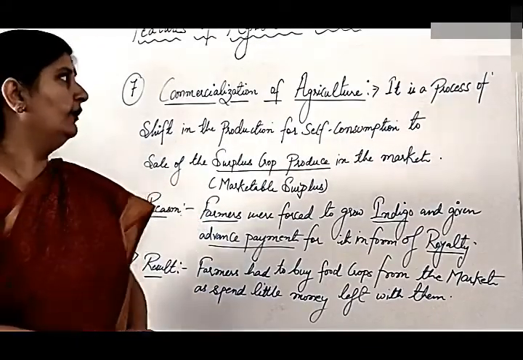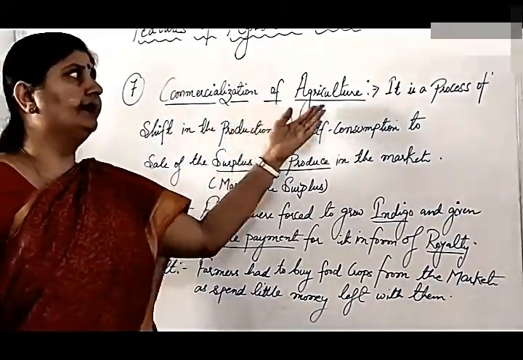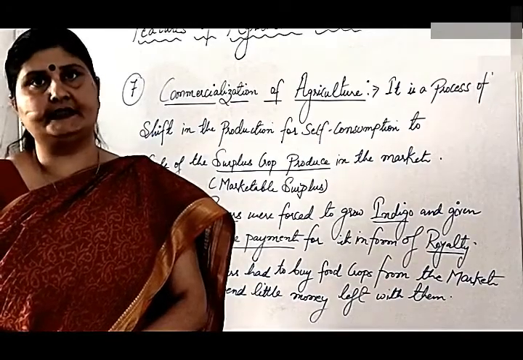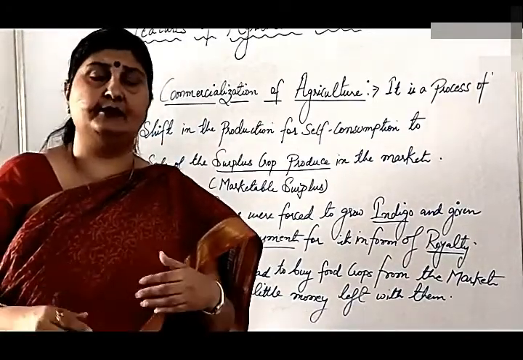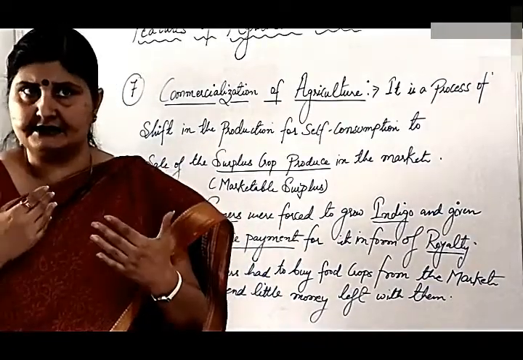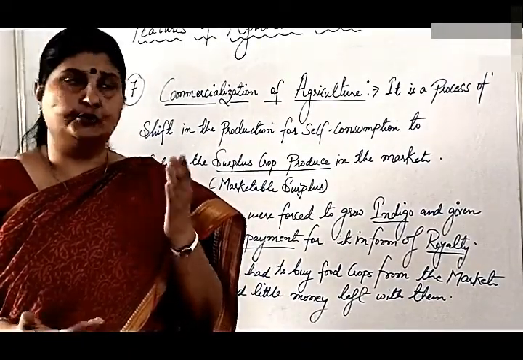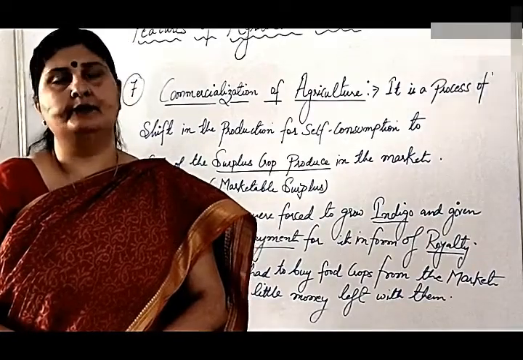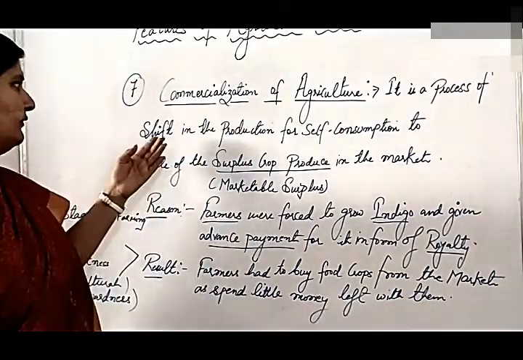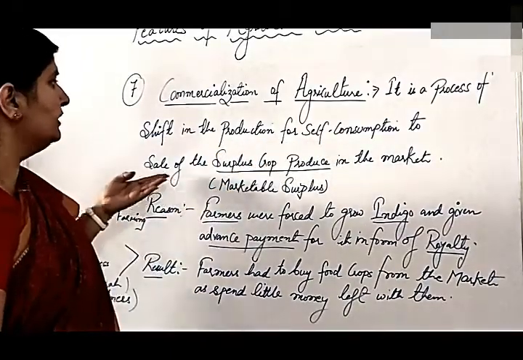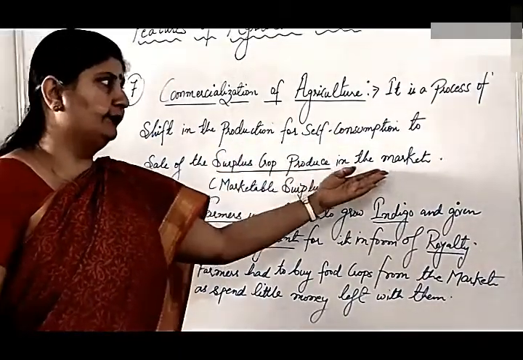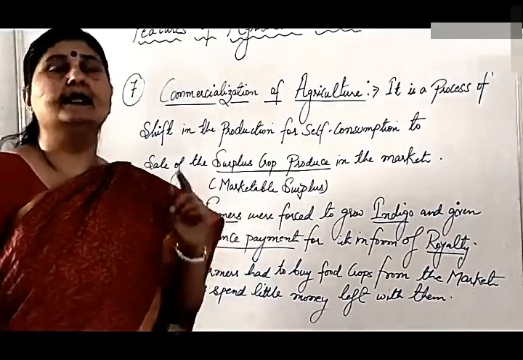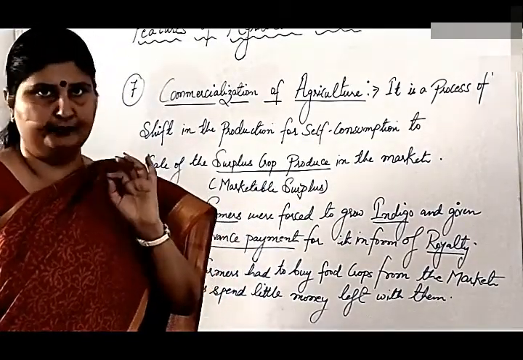The last heading of the topic, that is commercialization of agriculture. Now what do you mean by the term commercialization of agriculture? Commercialization of agriculture is a process in which a farmer moves from the production for self-consumption towards the sale of the produced crops in the market in order to earn money. So it is a process of shift from production for self-consumption to sale of the surplus crop produce in the market. This surplus crop produce which is sold in the market is also known as marketable surplus in economics.